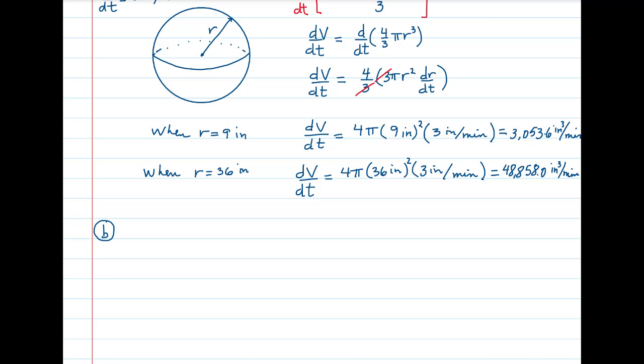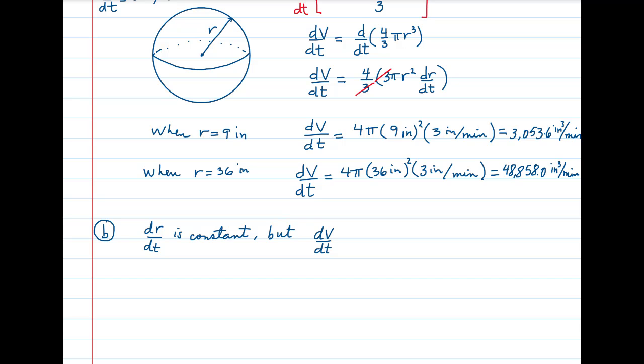Now for the next part of this problem, it wants us to explain why the rate of change of the volume of the sphere is not constant, even though dr/dt, or the rate of change for the radius, is constant. So notice how from the answer in part A, we have 2 different rates here. When r is equal to 9, it's one rate for volume, and when r is equal to 36, it's different.